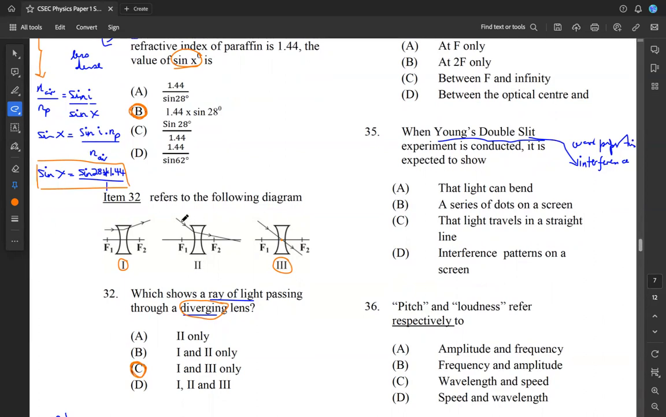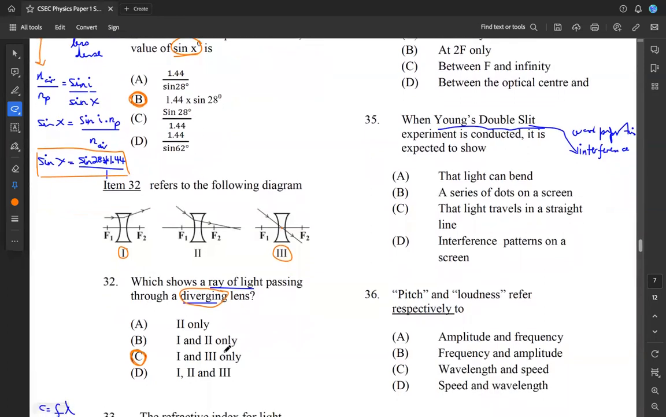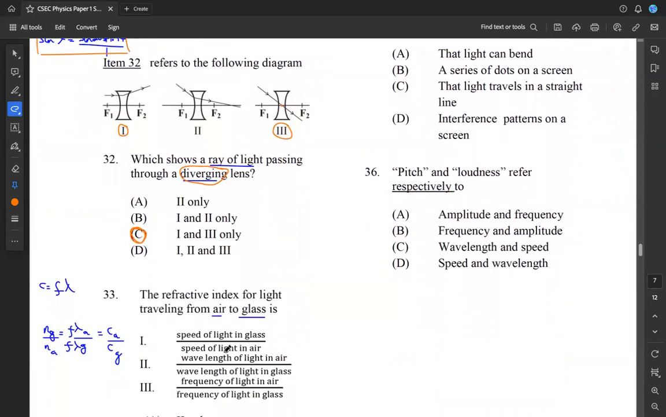2 doesn't work because 2 shows convergence and we want to show divergence or non-deviation through the optical center. So 1 and 3, we're good to go. So that's C for 32. Then moving along to 33 now.